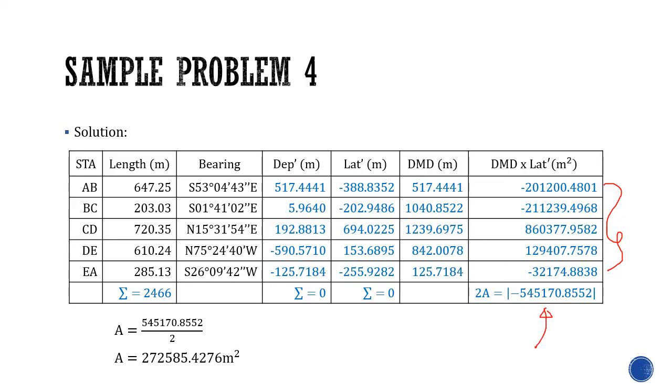Negative 545,170.8552. That is equal to double area. Since sum siya, edi sum of the double area. Ngayon, para makuha mo yung area, i-divide mo siya ng 2, kasi nga, double area yun eh. Makuha mo itong value na to. And that value is the same as the one we got from the coordinate method. Di ba parehas lang? Try mo sa calculator mo ngayon, no? I-try mo on your own para kung meron kang hindi makuhang value, you can ask for clarification para ma-discuss ko sa iyo, if ever man na merong mga part na medyo malabo.